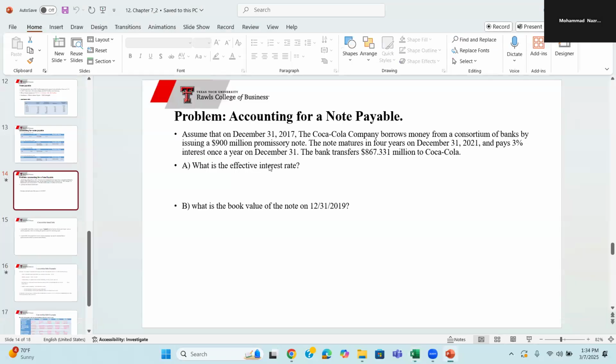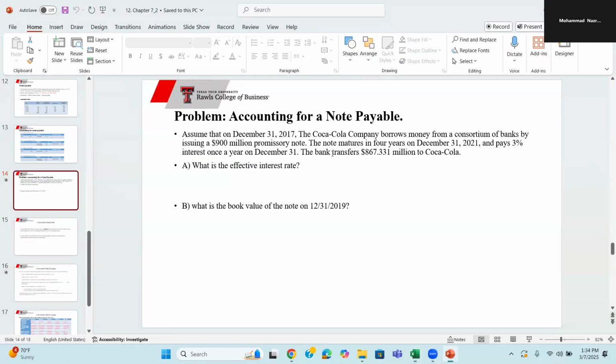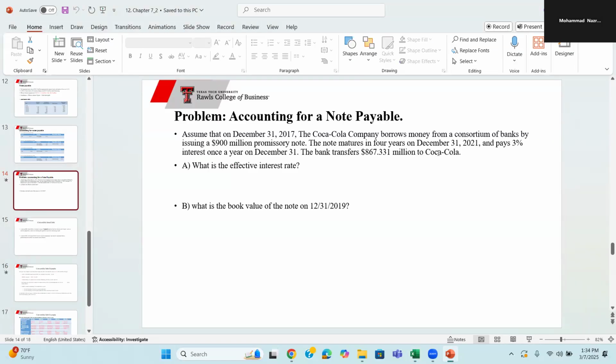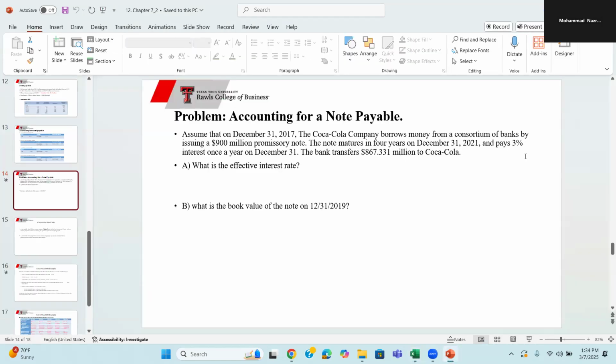What information do we have? We have 900 million as a future value, so this is the amount you have to pay. You already got a present value of 867.331 million. There are 4 years, so the number of years should be four, and you pay 3% as a rate payment for each December 31st.